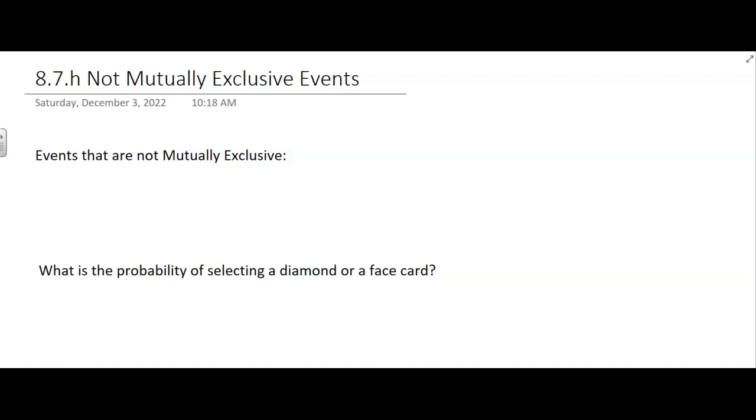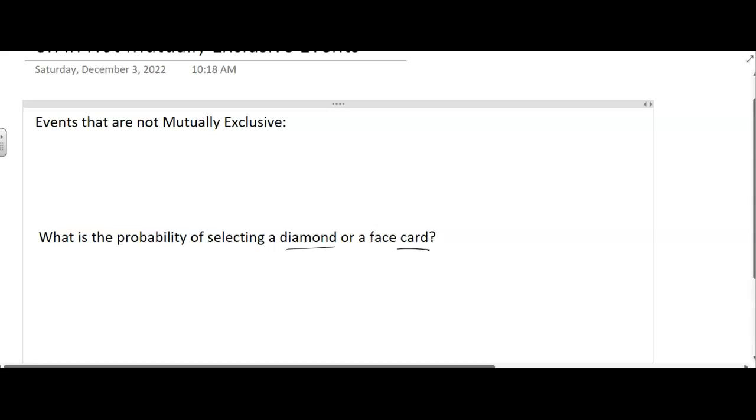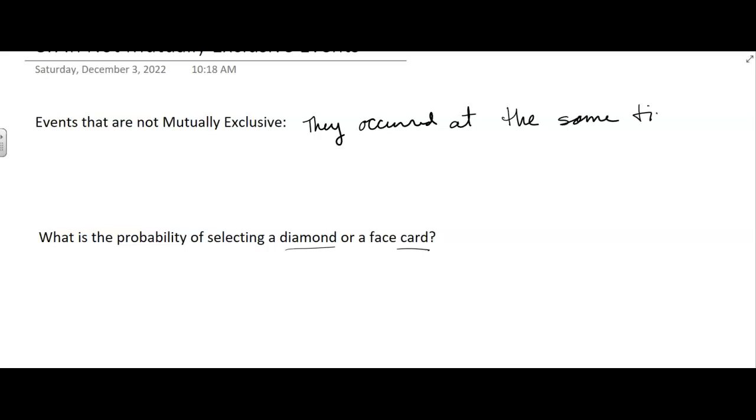So what if the events are not mutually exclusive? So what if they could occur at the same time? Our example here is, what is the probability of selecting a diamond or a face card? Let me write up here, events that are not mutually exclusive. They could occur at the same time. So they're not mutually exclusive.